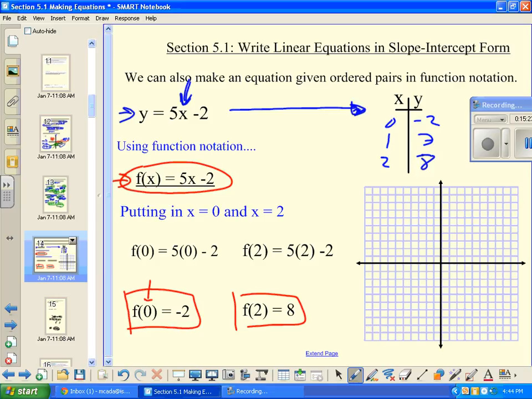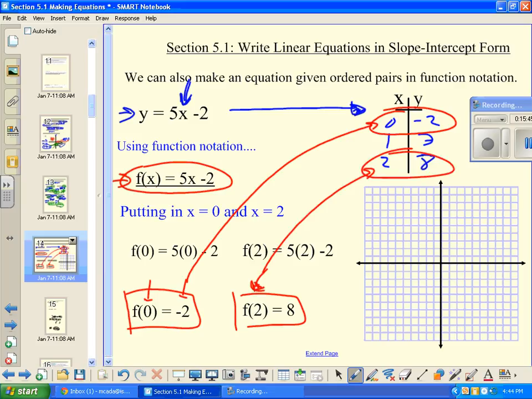If I put in 0, f of 0, I got negative 2. Well, isn't that just like the ordered pair up here, 0, negative 2? It means the exact same thing. I put 0 in for x, and I got negative 2 out for the answer. Same thing right here. f of 2 equals 8. Well, up here I found an ordered pair that was the same exact thing where I put 2 in for x, and I got 8 for an answer.